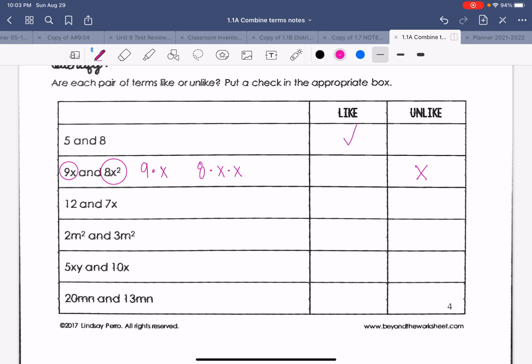12 and 7x, they are not alike. All right, right here, 2m squared and 3m squared. Okay, notice how I said the same thing, m squared, therefore these are alike.